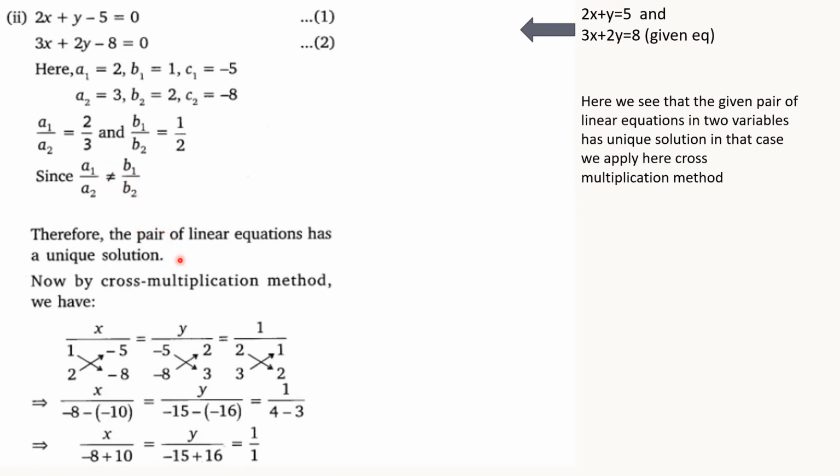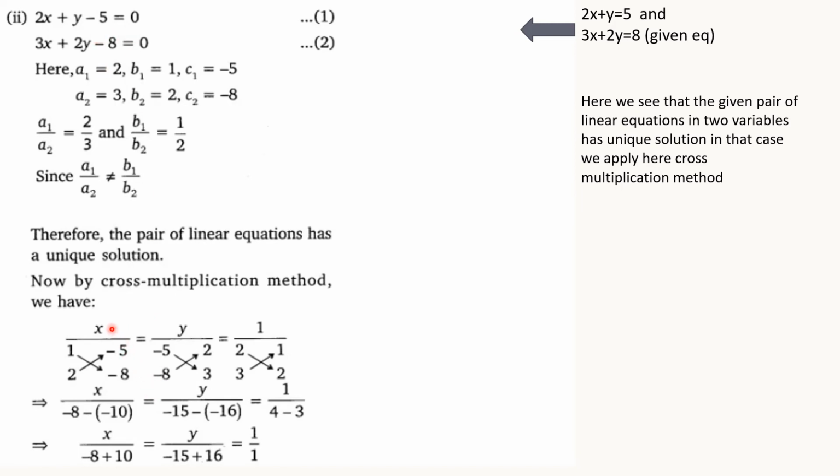Now, you know that in the question it is given that the given pair of linear equations has a unique solution, so please apply the cross multiplication method for solving the given pair of linear equations. So here we apply the cross multiplication method. First of all, we arrange the coefficients of both equations in that form.